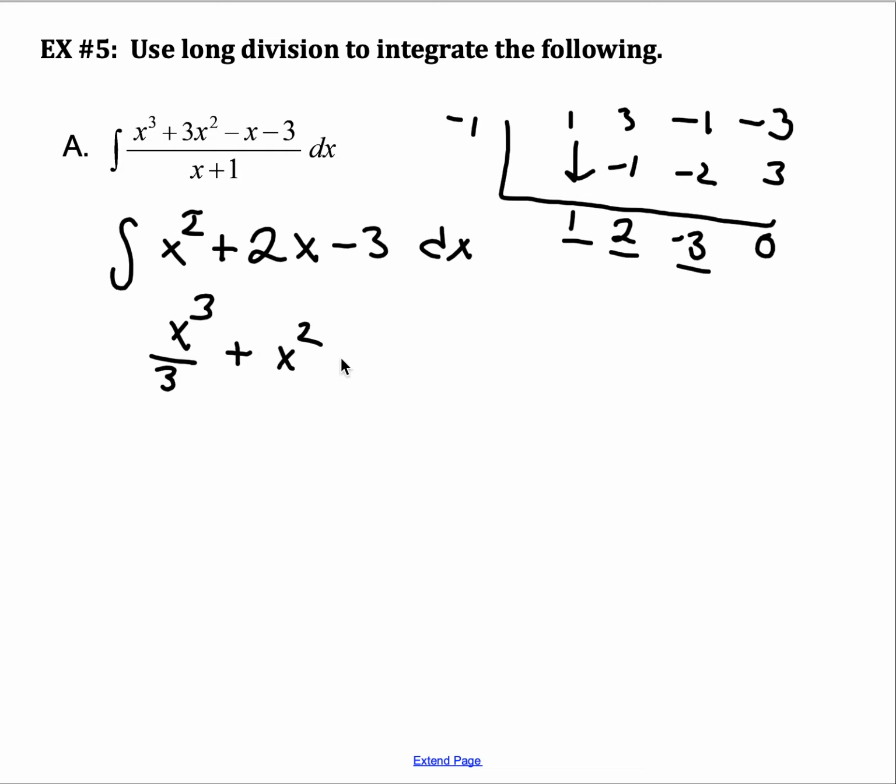And the 2 cancels out. And don't forget your c. Okay, so that's pretty much it. Again, you could use synthetic division because the denominator x plus 1 is a binomial to the first degree. So you could do that, or else you would have to do the actual long division.